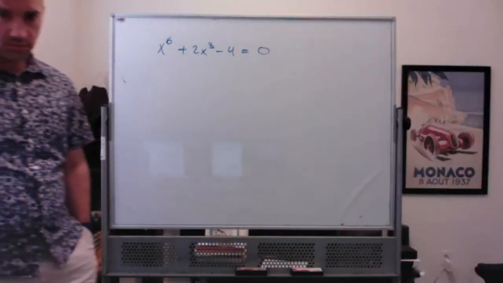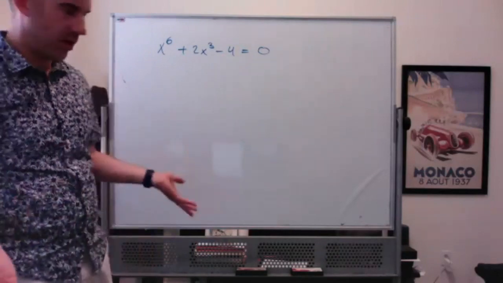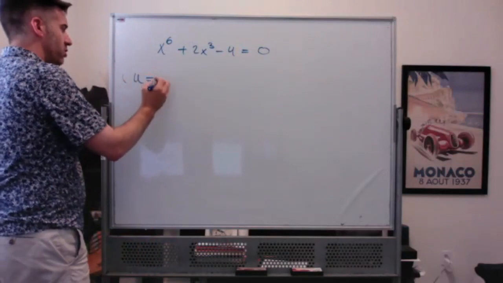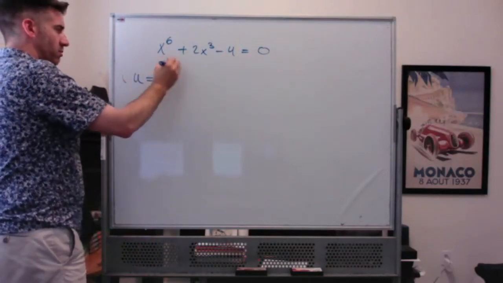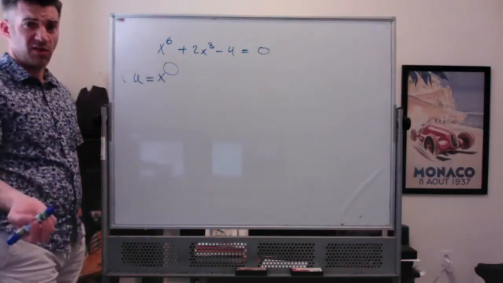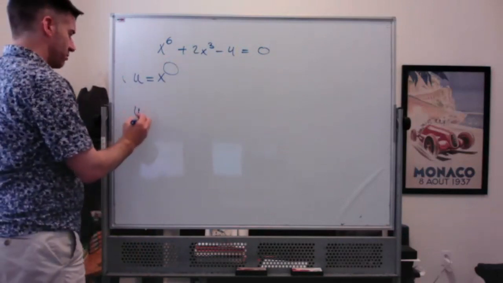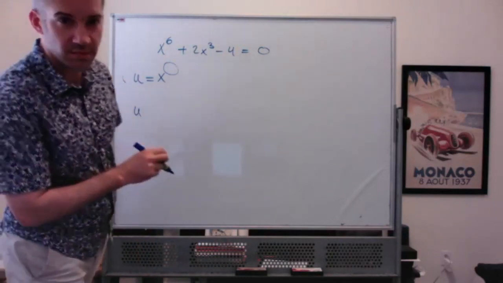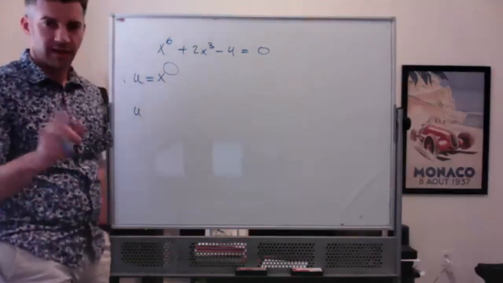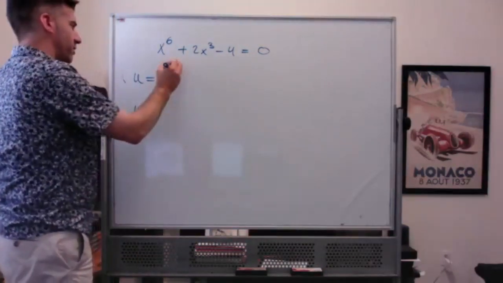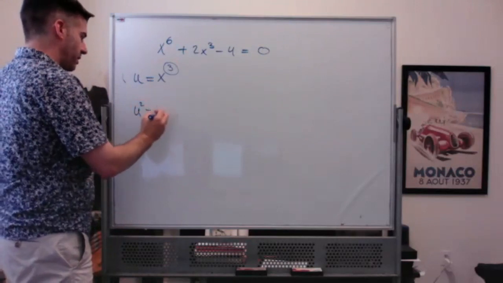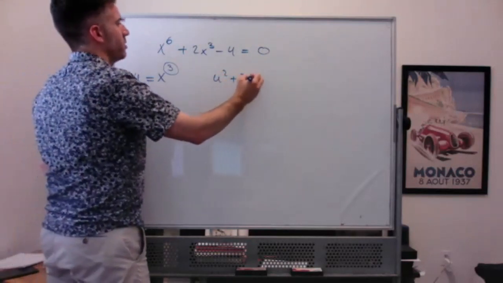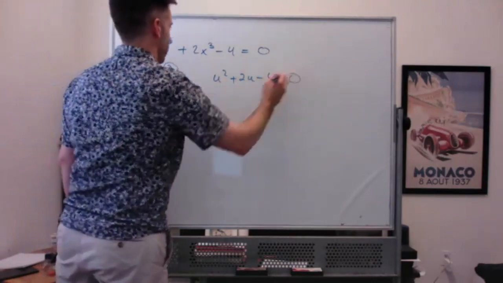So here we have another quadratic type. In fact, I should ask you guys, what should I let u equal? Should it be x to what power? X to the 3rd or x to the 6th? Yeah, excellent. Exactly, x to the 3rd. So that means u squared will be x to the 6th. And so then we're going to write this as u squared plus 2u minus 4 equal to 0.